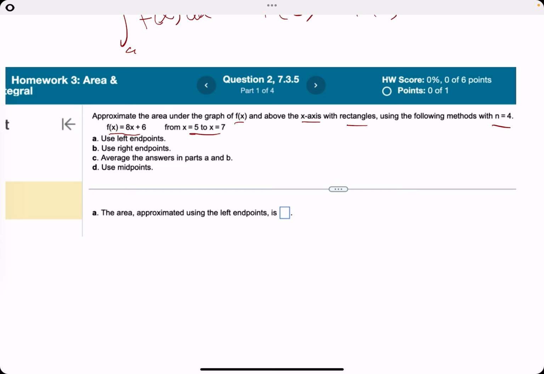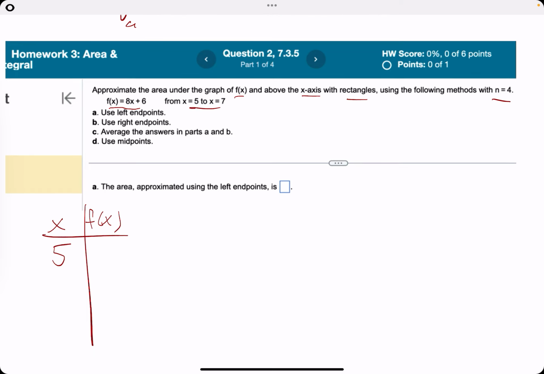My best advice would be to set up a little chart with x and f of x values, starting with 5 and eventually going to 7. But we need to figure out what the width of each rectangle will be, the delta x. So the way we find that is by doing b minus a divided by n. In this case, b is the far endpoint, the 7. a is the closer endpoint, the starting point, 5, and n is the number of subintervals, the number of rectangles, so 4. So we get 2 over 4, which is 1/2.